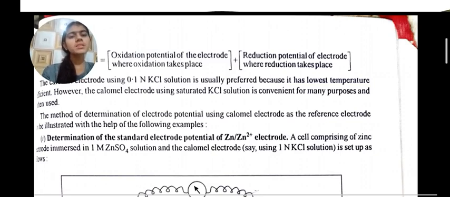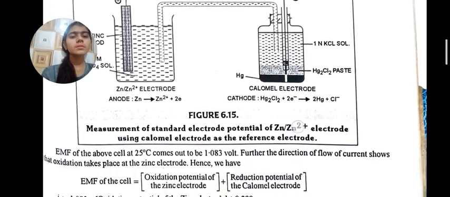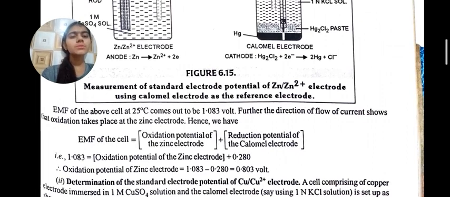A cell comprising a zinc electrode immersed in 1 molar zinc sulfate solution and the calomel electrode is set up as follows. EMF of the above cell at 25 degrees centigrade comes out to be 1.083 volt. Further, the direction of flow of current shows that oxidation takes place at the zinc electrode. Hence, the EMF of the cell is equal to the oxidation potential plus the reduction potential of the calomel electrode. That is, 1.083 is equal to the oxidation potential of the zinc electrode.